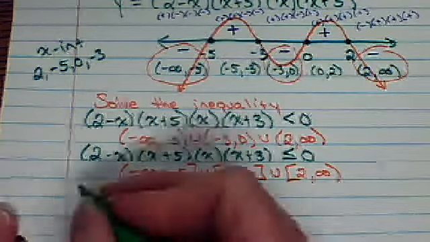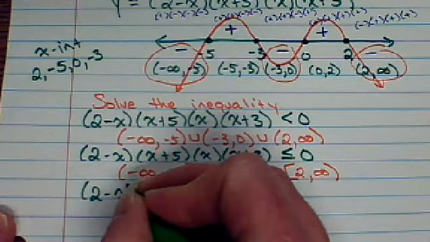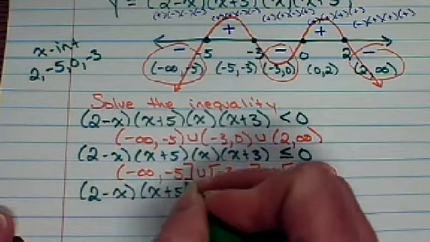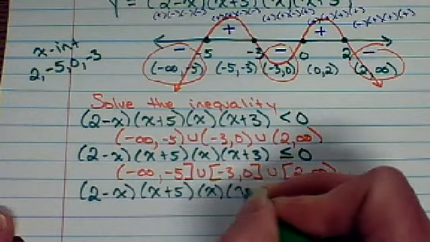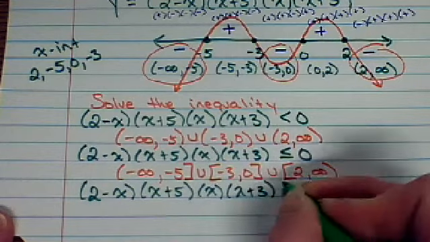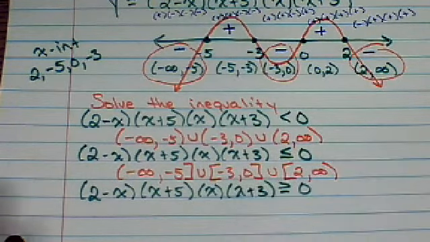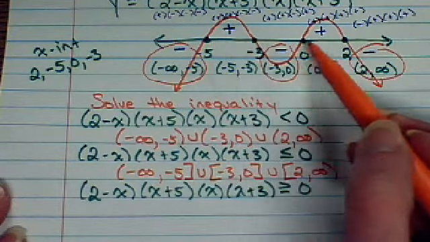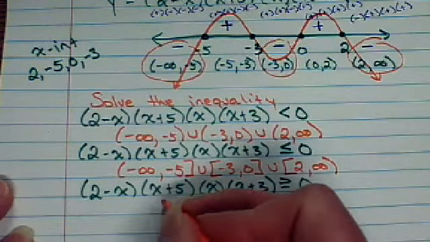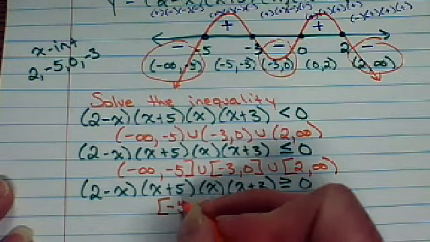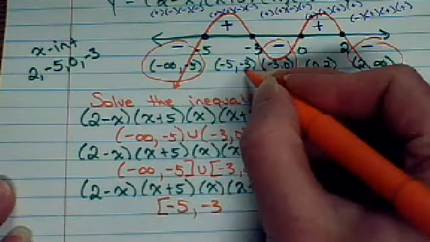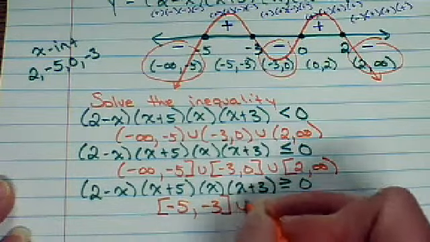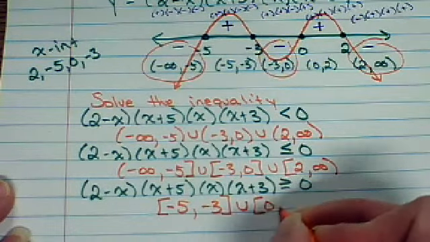Now, what if I changed it from negative to making it, what are the solutions that make everything greater than or equal to 0? Well, greater than 0, we're talking about positive, or equal to means I'm including the endpoints. So that would change it to -5 to -3, bracket, and then 0 to 2.